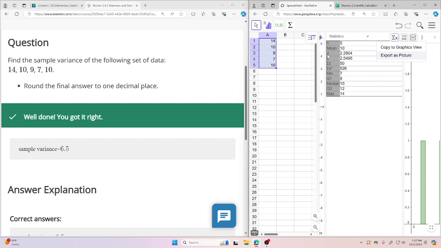Sample is Latin characters. So Latin characters are like English characters, things that we normally see. Sample will use like X bar, S. I think that's really the only ones that we see here. For a population, it uses Greek characters. So that would be like the mu's and the sigmas and anything that looks weird. That would be population.